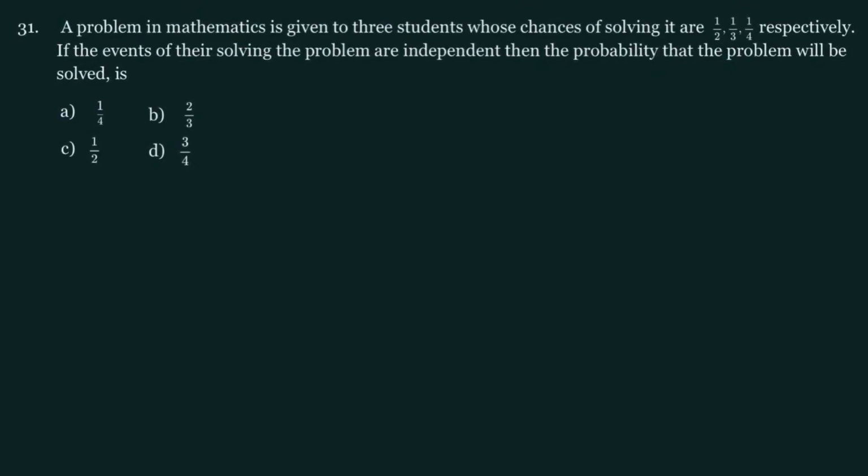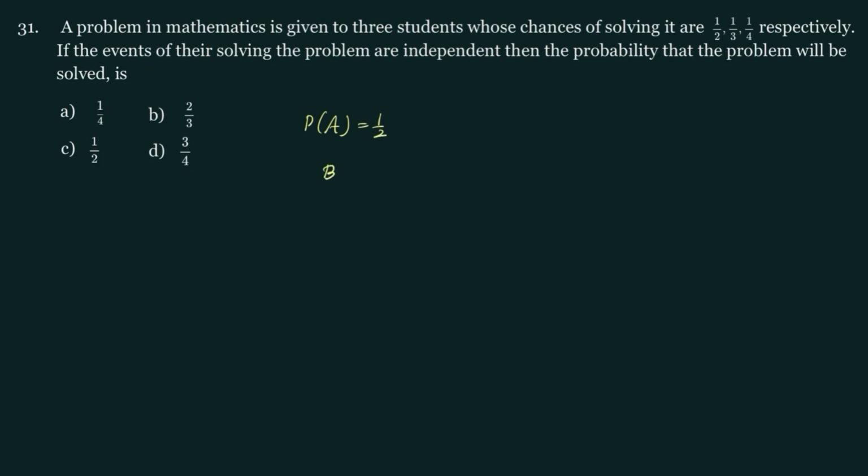Question number 31. A problem in mathematics is given to 3 students whose chances of solving it are 1 by 2, 1 by 3 and 1 by 4 respectively. If the events of their solving the problem are independent, then we need to find the probability that the problem will get solved. So let A be the event where the first student will solve the problem, and the probability that the first student will solve the problem is given as 1 by 2.